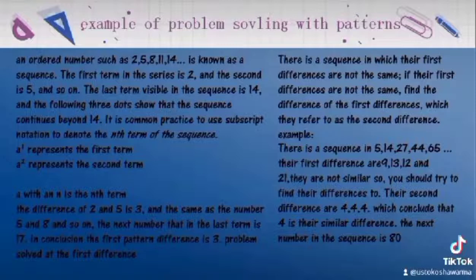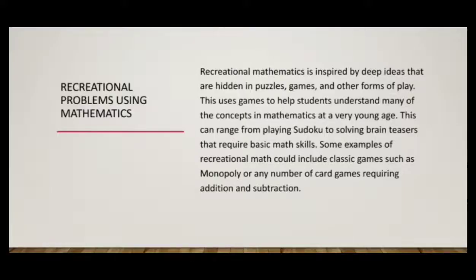Example: there is a sequence 5, 14, 27, 44, 65, and so on. Their first differences are 9, 13, 12, and 21. They are not similar.